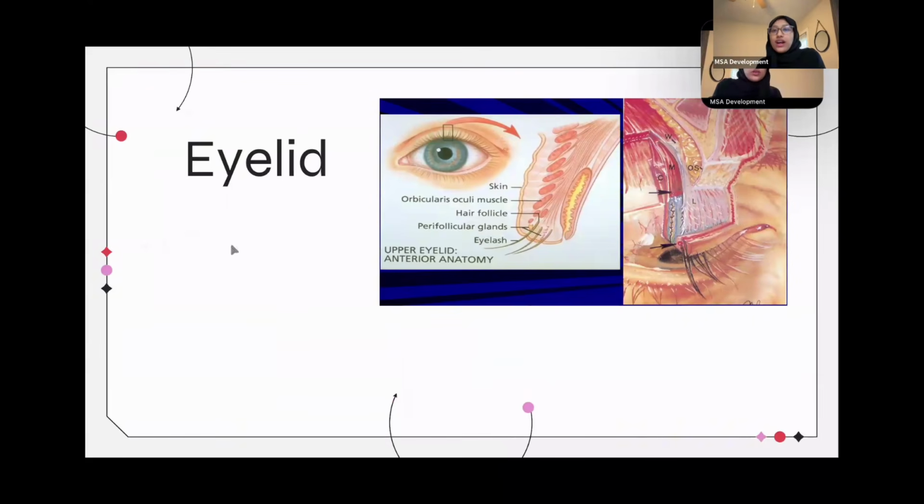Now let's move on to the eyelid. We talked about red eye and acute and chronic vision loss. The eyelid has its own layers. You will see the upper eyelid, lower eyelid, you have skin.